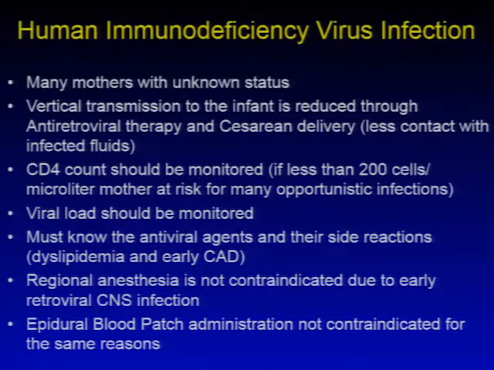Lastly, many mothers have an unknown human immunodeficiency viral infection status. If it is known, vertical transmission to the infant is reduced through antiretroviral therapy and also through the utilization of cesarean delivery for birth.